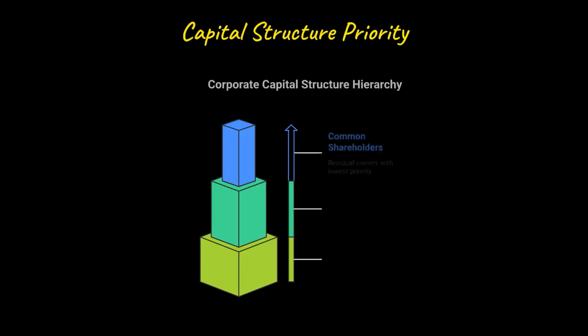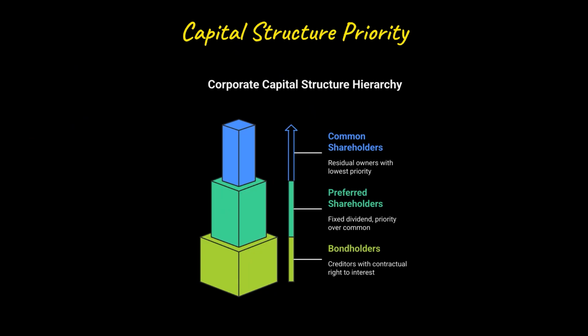In the capital structure, bondholders sit at the top with a contractual claim. Preferred shareholders rank below bondholders but above common shareholders. This ordering matters most in liquidation, and it is also the order in which dividends must be paid.